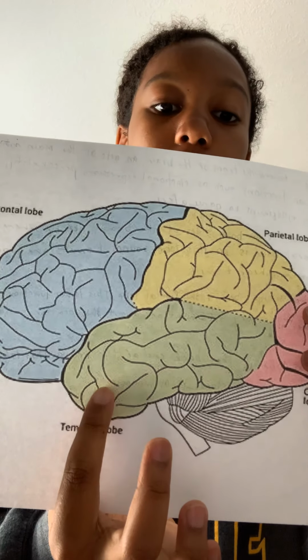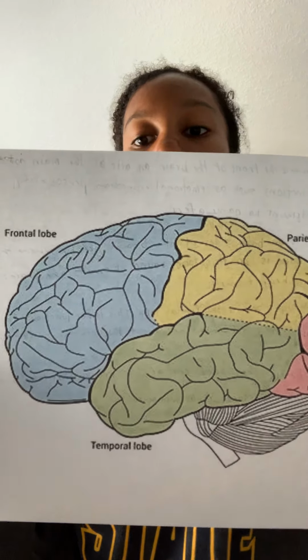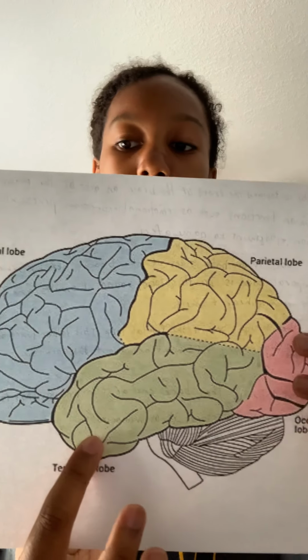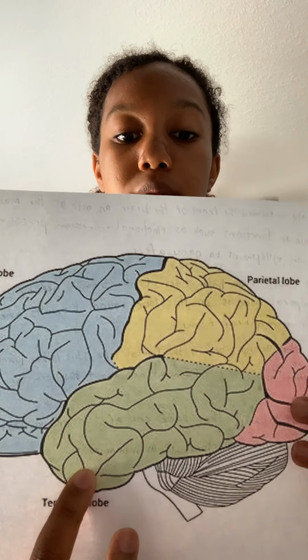The temporal lobe is on both sides of the brain, like where the temporal bone is. And in this lobe, sound and smells are processed and is why we can hear and smell.